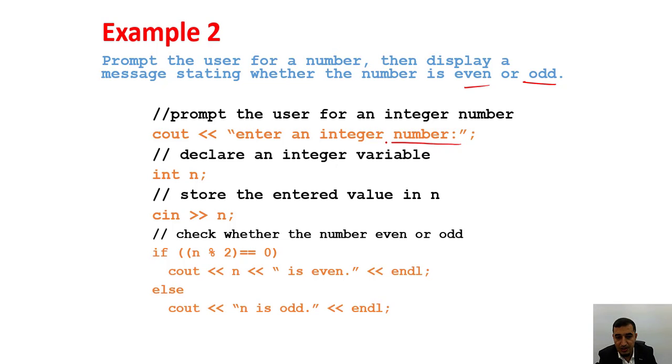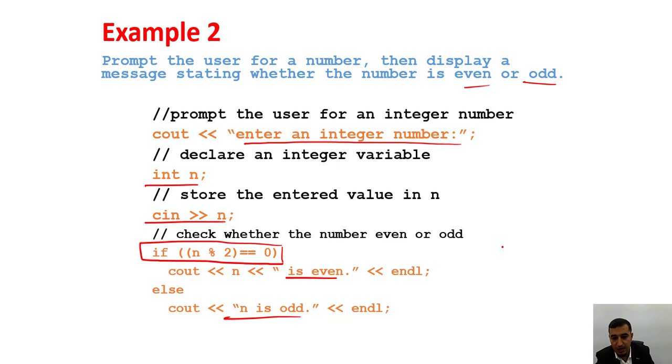We ask the user, please enter an integer number, integer n, cin n. Then if n modulus 2 is equal to 0, meaning if I divide n by 2 and the remainder is 0, then the number is even. Otherwise, the number is odd.